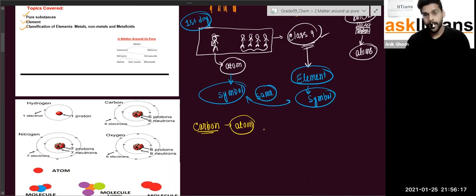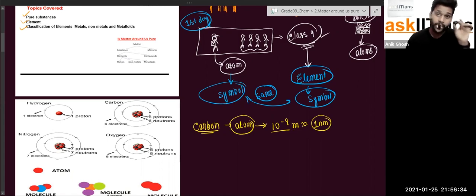Now let me tell you what is the size of an atom. The size of an atom is near about 10 to the power minus 9 meter. We also call it 1 nanometer. Okay, this is the size of an atom. Now if this is carbon, this is an atom, this is of 1 into 10 to the power minus 9 meter.